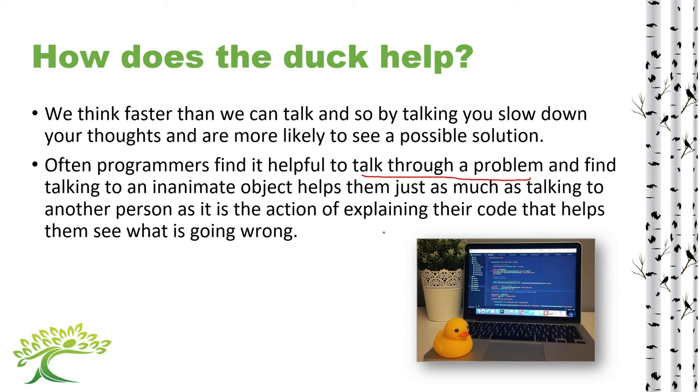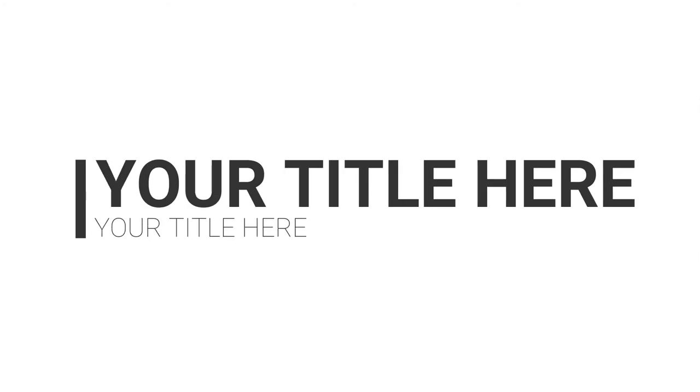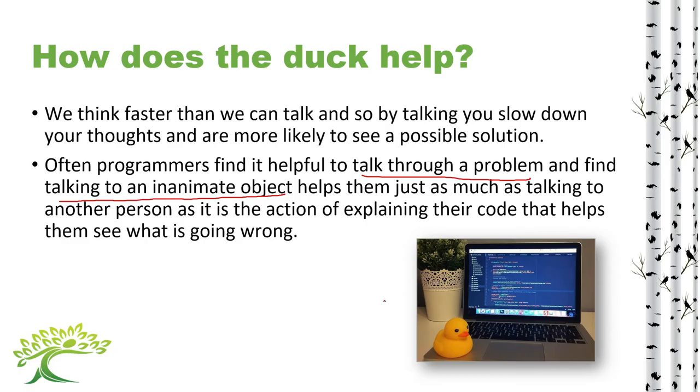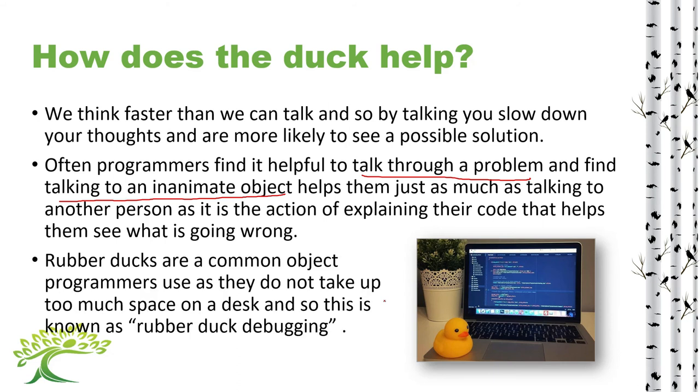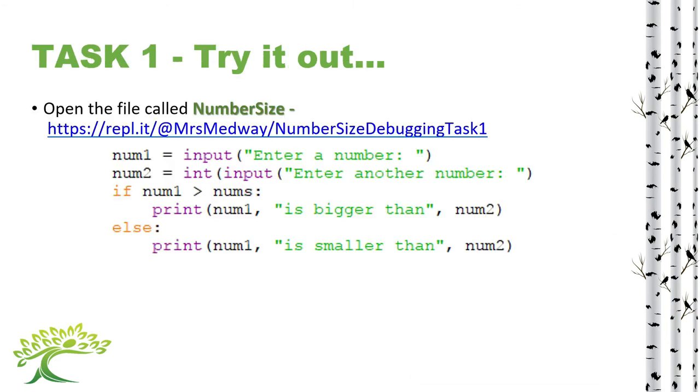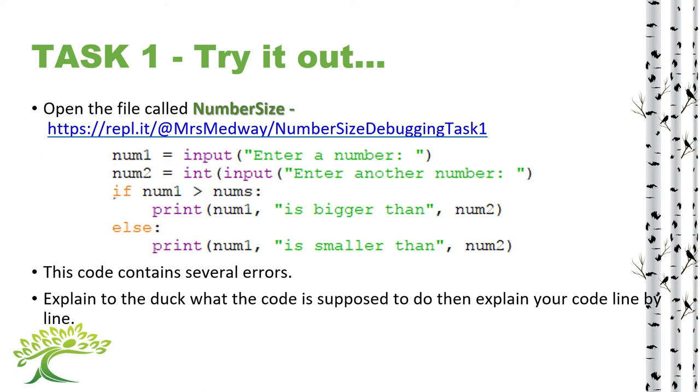Now, a lot of programmers, as we say, have these ducks because what they do is they talk to the duck and it just helps them think about what is really happening with the program. So the process you follow when you do rubber duck debugging is, what we do is we take our code and we explain to the duck what the code is supposed to do, line by line, and then we explain to the duck what the code is doing.